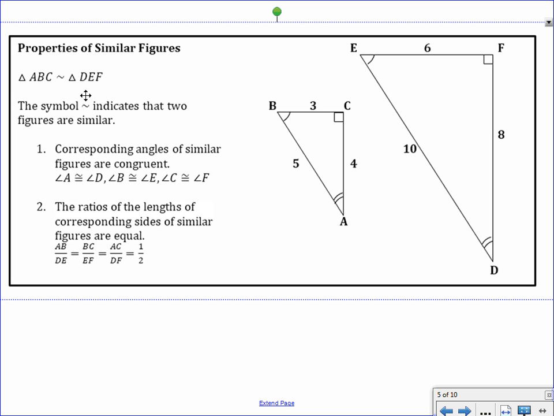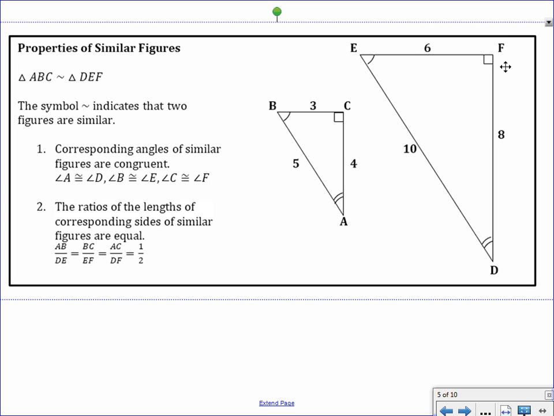This symbol right here that looks like a little squiggly line indicates that two figures are similar. Corresponding angles of similar figures are congruent. The congruent symbol is the one with the squiggly line over the equal sign. So angle A is congruent to angle D. Angle B is congruent to angle E, and angle C, the right angle, is congruent to angle F, also the right angle.